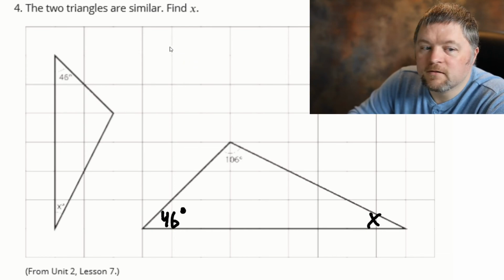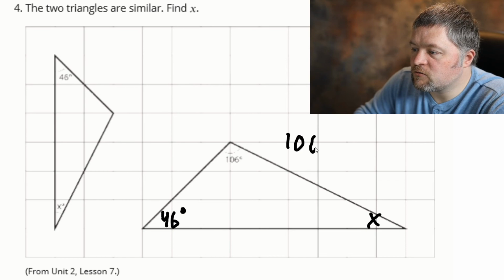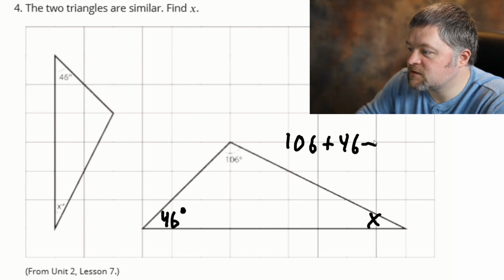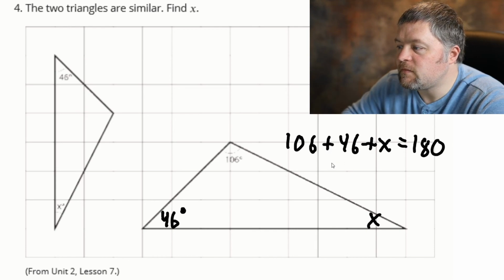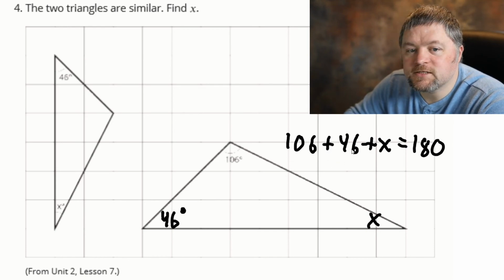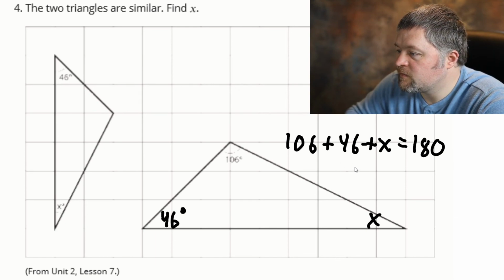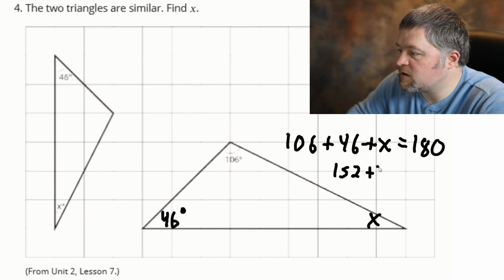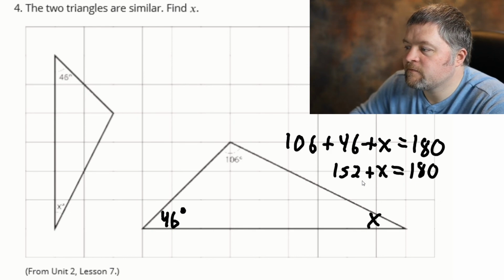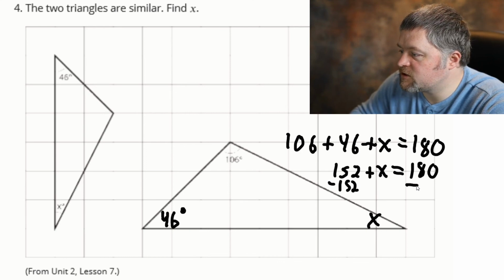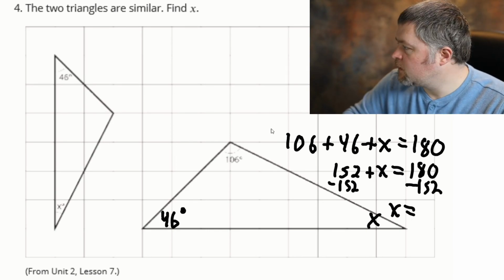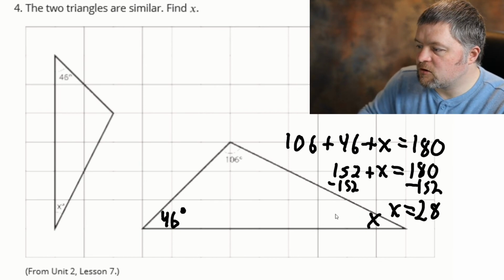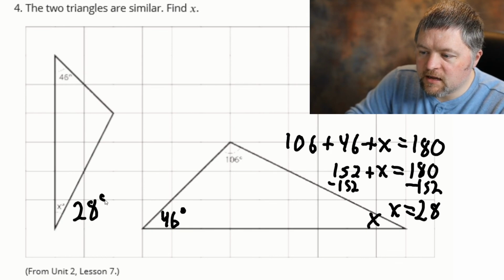So we know that 106 plus 46 plus x has to equal 180 degrees. 106 plus 46, combine like terms, is 152 plus x equals 180. Subtract 152 from each side. x equals 28. So x over here is 28 degrees.